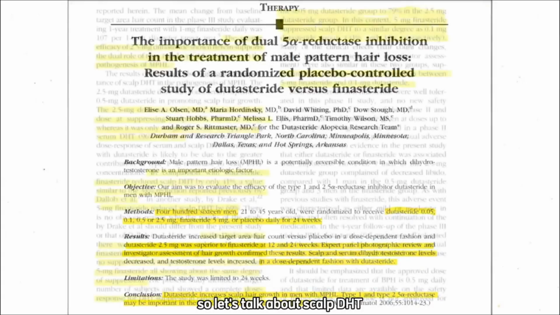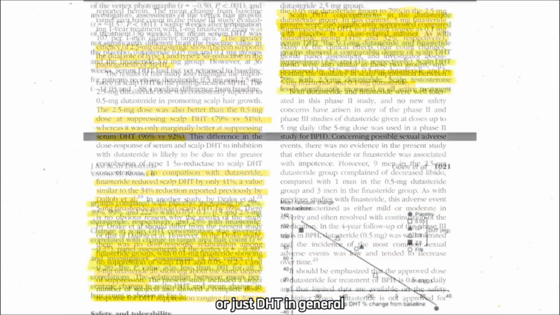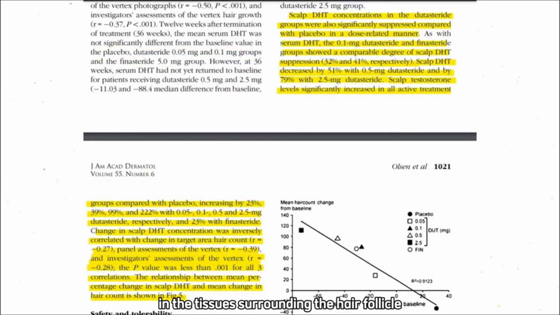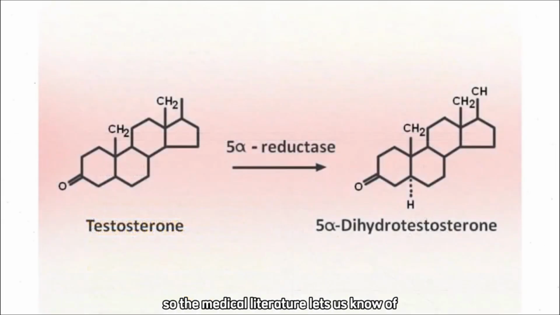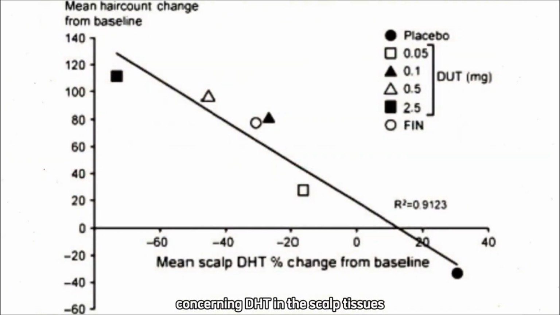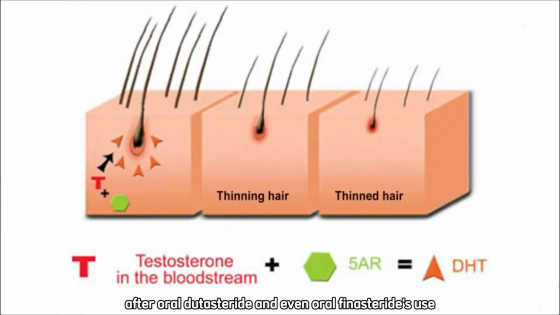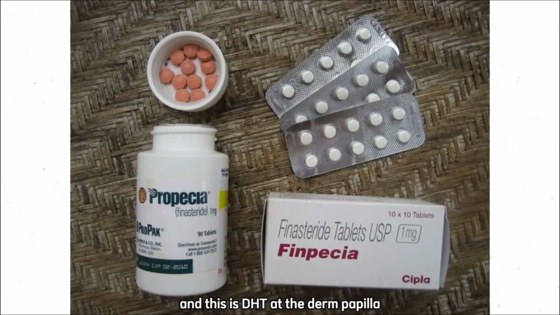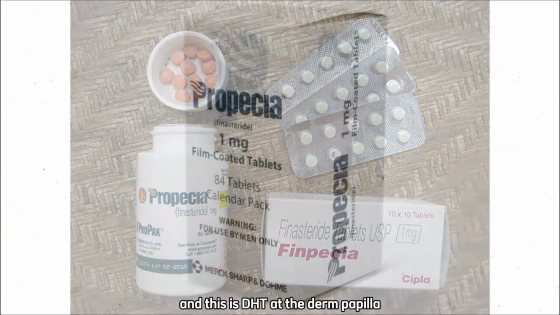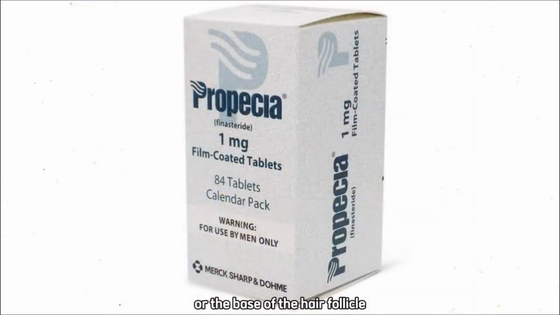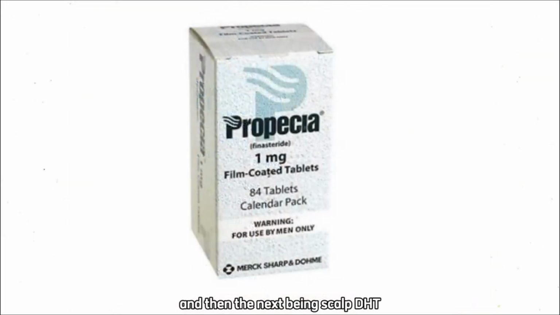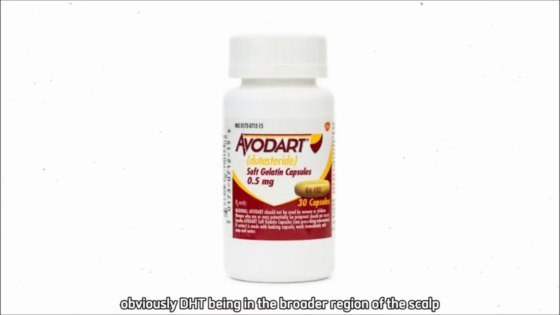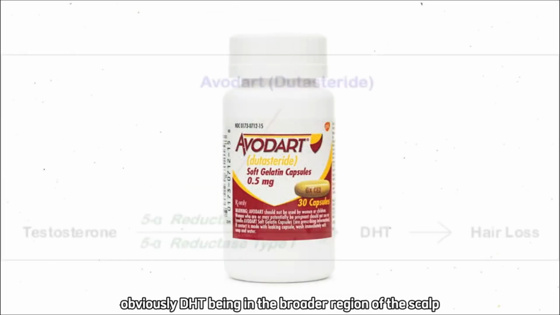So let's talk about scalp DHT, or just DHT in general, in the tissues surrounding the hair follicle. The medical literature lets us know of two competing theories concerning DHT in the scalp tissues after oral dutasteride and even oral finasteride use. The first being intrafollicular DHT, and this is DHT at the dermal papilla, or the base of the hair follicle. And then the next being scalp DHT, obviously DHT being in the broader region of the scalp.